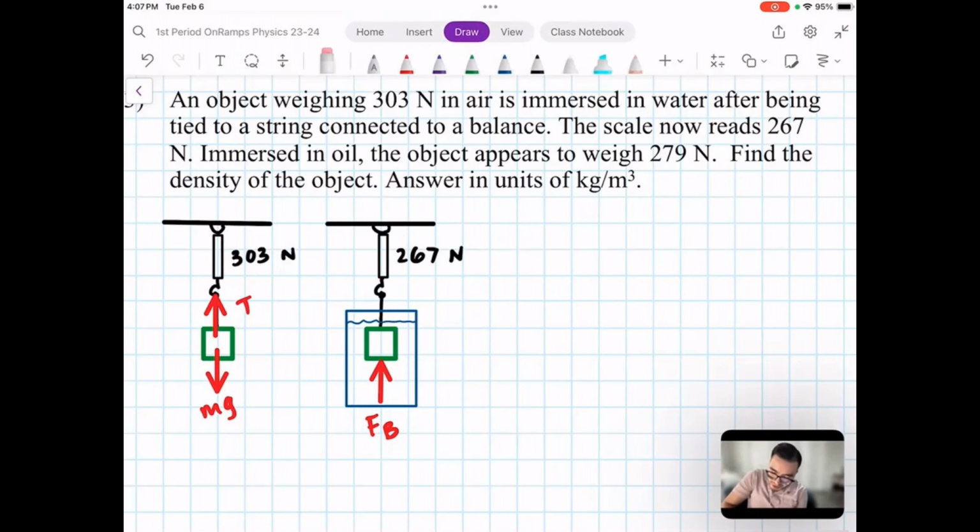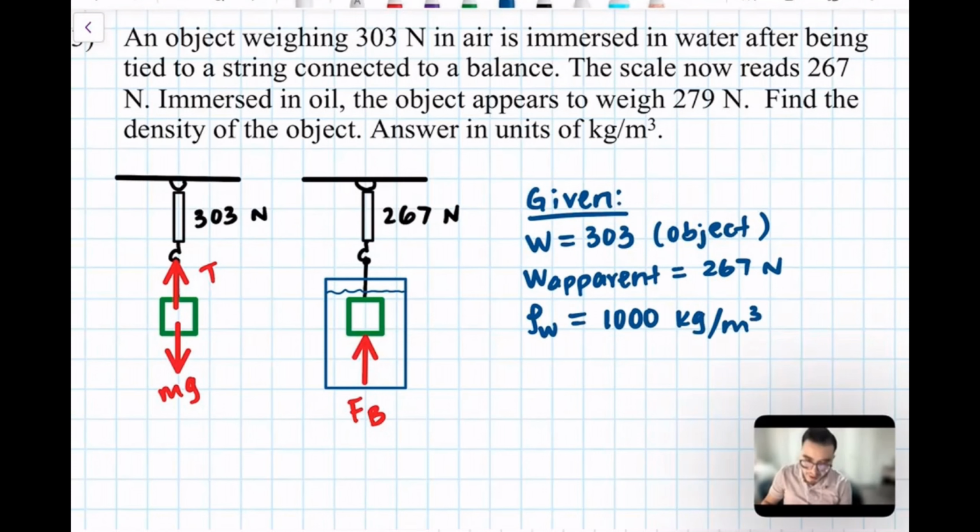So now let's write down what we know. That is our given. Okay, so let me clarify. I have weight for the object, that is when it's not submerged in water, and then I have the apparent weight. What that means is now the object, after being submerged in water, appears to have a weight of 267 newtons. And that's going to help us find the buoyant force.